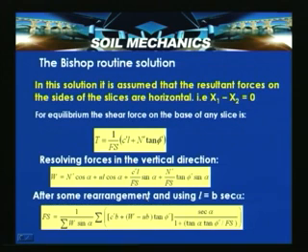So, the expression for Bishop's routine solution is factor of safety equal to 1 by summation W sin alpha, summation of C dash B plus W minus UB tan phi dash secant alpha, divided by 1 plus tan alpha tan phi dash by factor of safety.